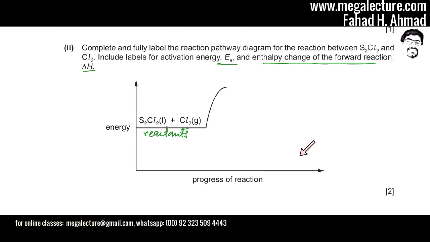It's an overall exothermic reaction. The forward reaction is an exothermic reaction. So as you can see, the products have lower energy. This is the overall energy change. This is going to be your delta H, which was given as minus 40.6 kilojoules per mole. Remember, delta H is the overall difference between the reactants and products. So you're going to start at reactants and end at products.